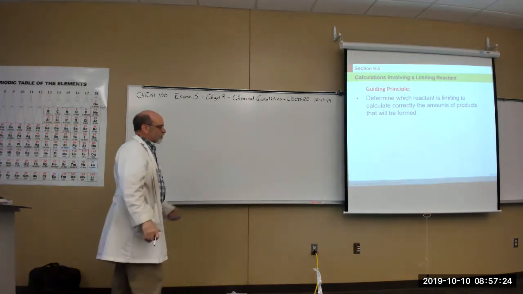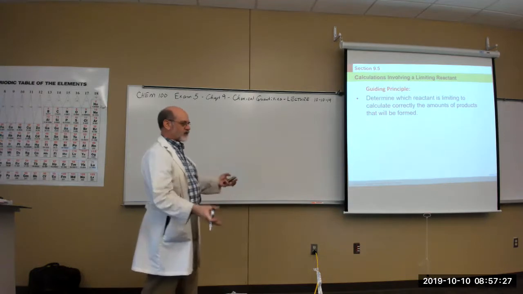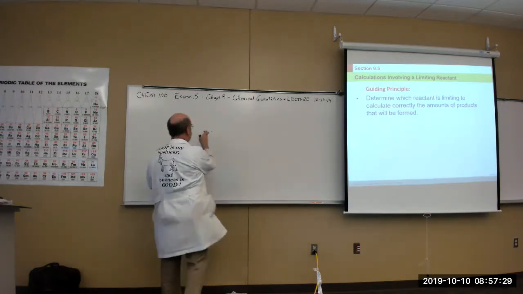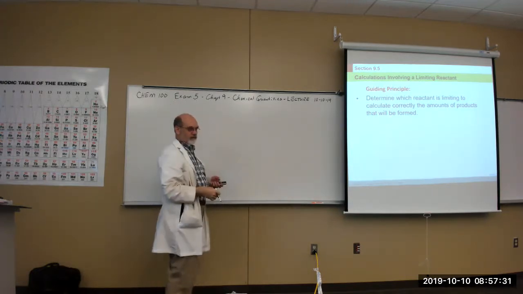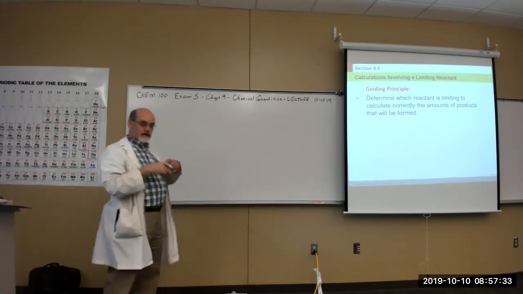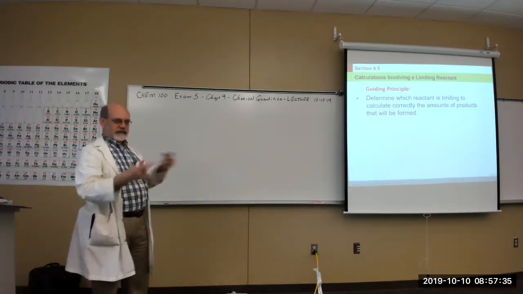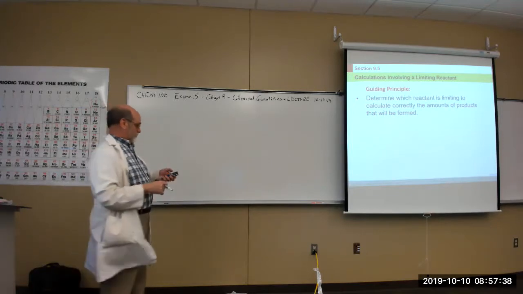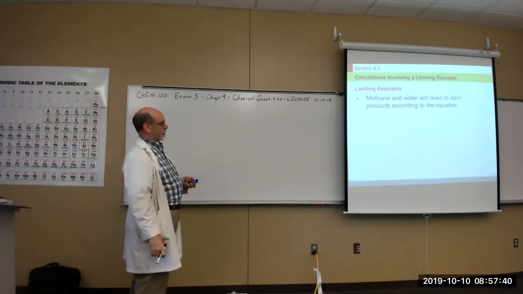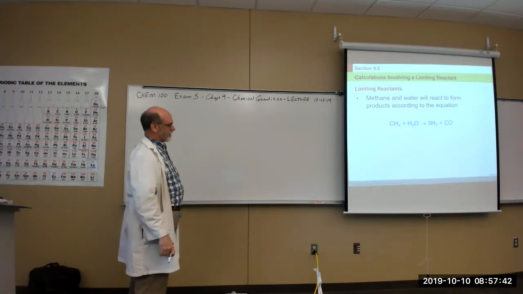So after you balance your equation, you write your compounds correctly, balance your equation, and then identify how much of each one you have. Then you need a method for determining which one is the limiting. Well, here it comes. This is our example.